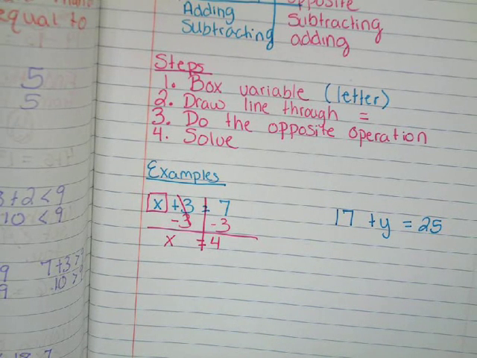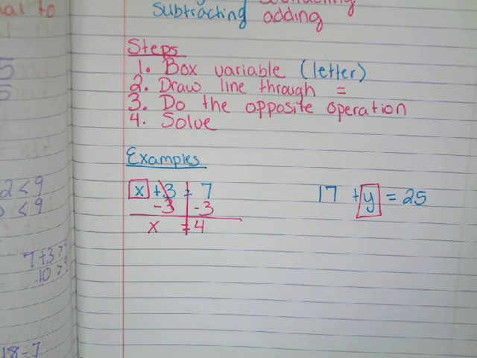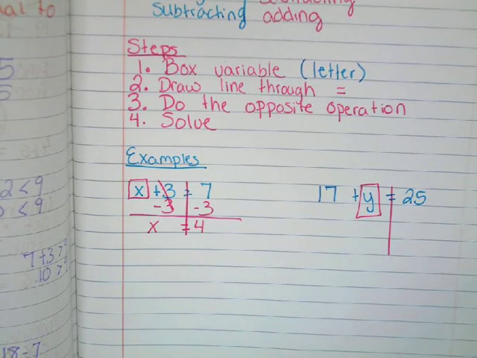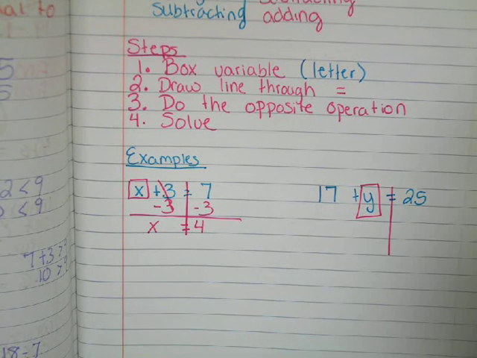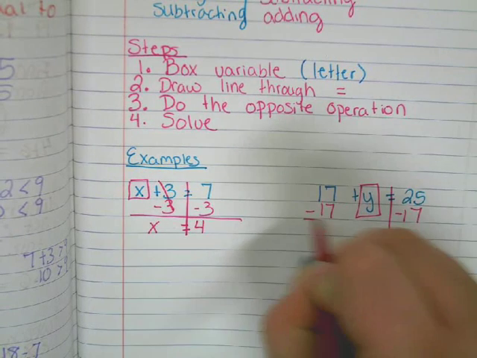Step 1, what do I need to do? Box your letter. Then draw a line down your equal sign. Now what? Then you see what it subtracts to. 17. Minus 17, good, because that's on the same side as my letter. Notice if I do it on one side, I have to do it on the other.